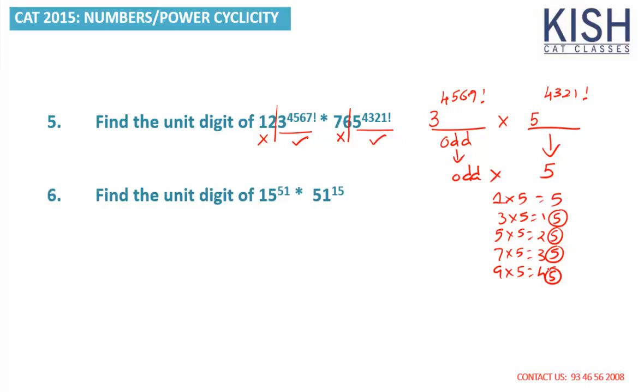Let's solve question number 6. Find the unit digit of 15 power 51 into 51 power 15. This must be very easy. So we don't need the first term, we just need the unit term.